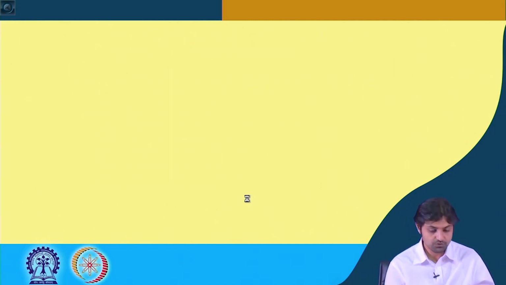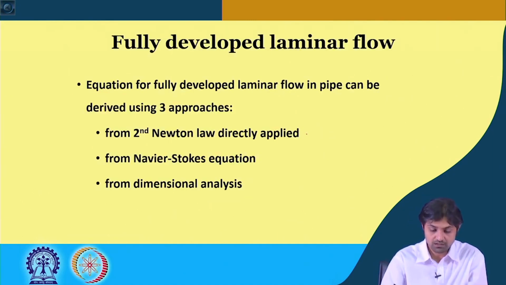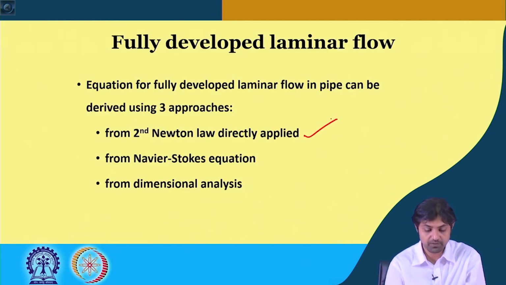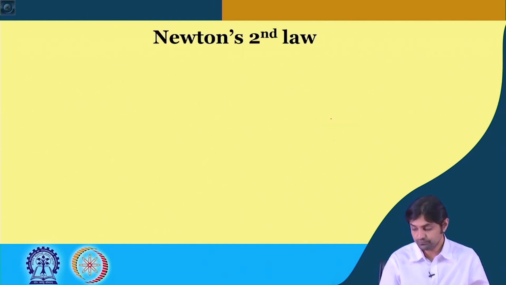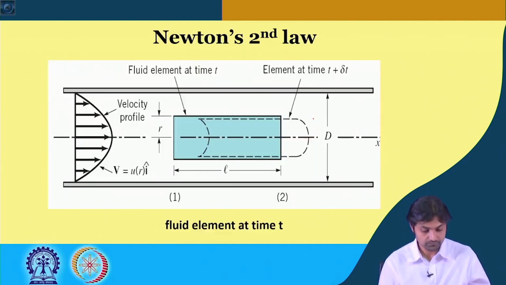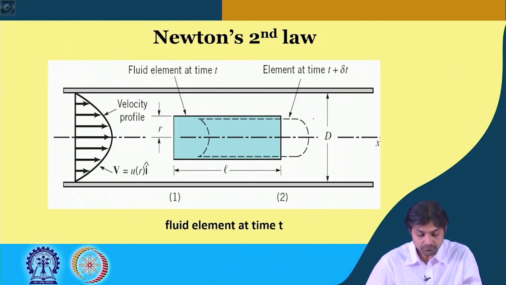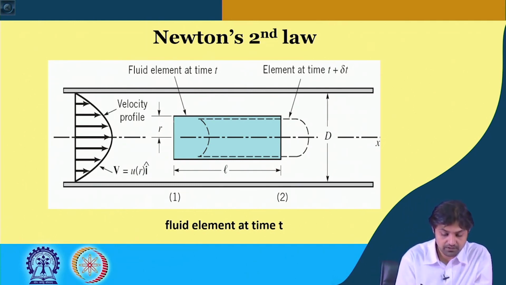So we are going to start the derivation of fully developed laminar flow in a pipe using Newton's second law. Now, this is the snapshot of a fluid element at time t. All right, this one here.